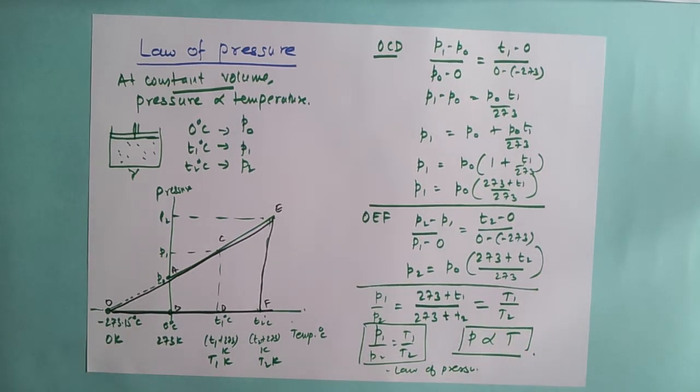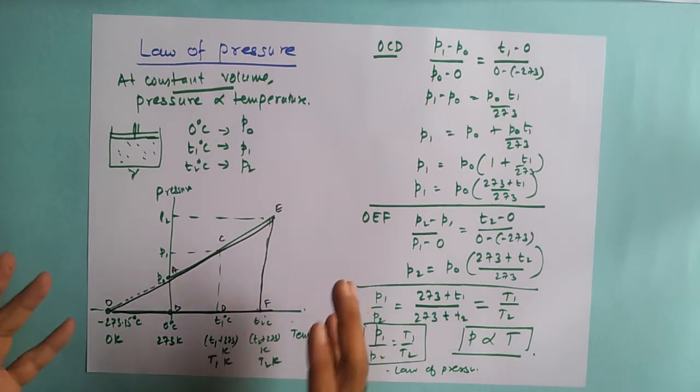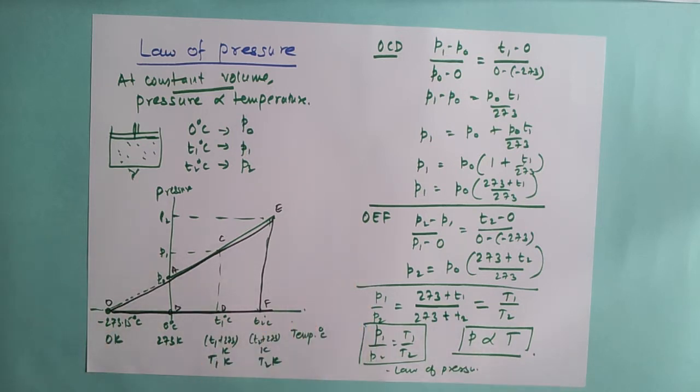So we have looked at all three laws of gases: Boyle's law, Charles's law, and the law of pressure, and we have obtained a mathematical relationship for these laws in terms of absolute temperature. In the process, we also looked at absolute zero temperature. In the next videos, we will continue to look at other laws of gases, like the equation of state, and Graham's law of diffusion when we discuss thermodynamics.